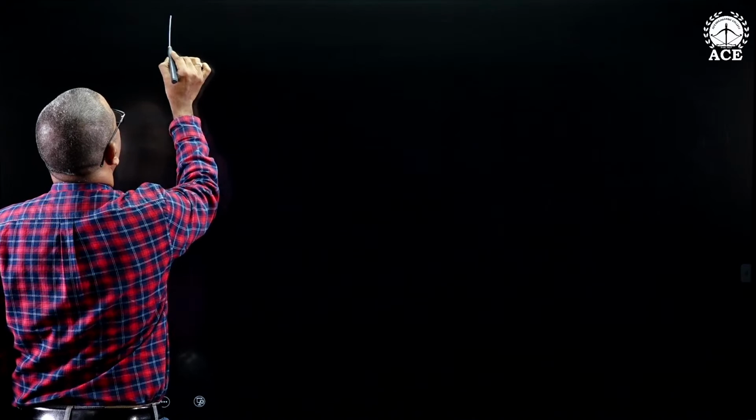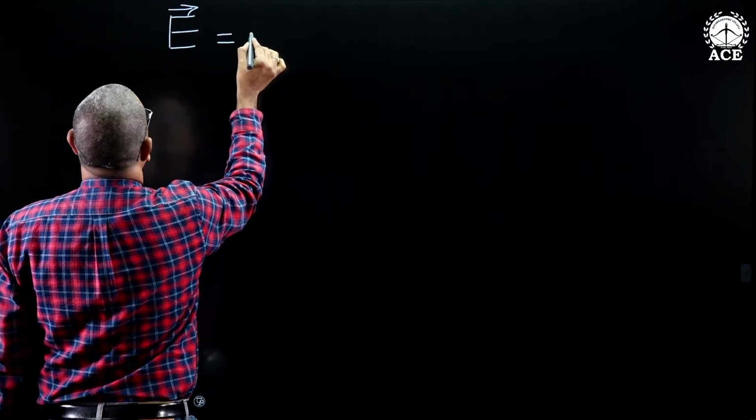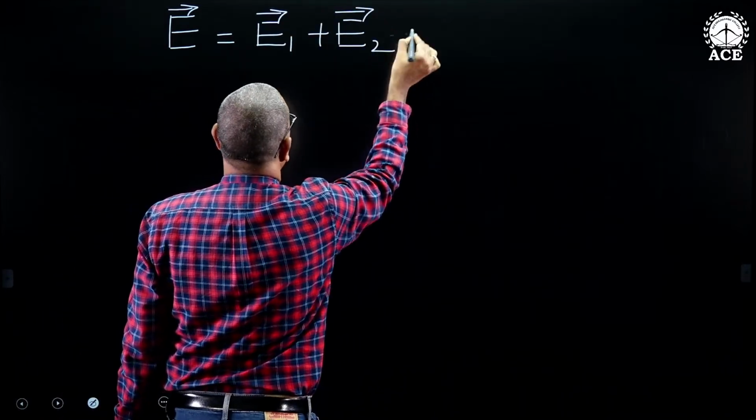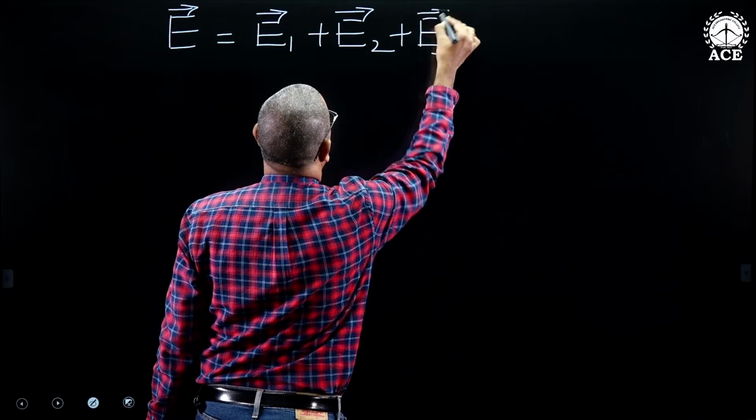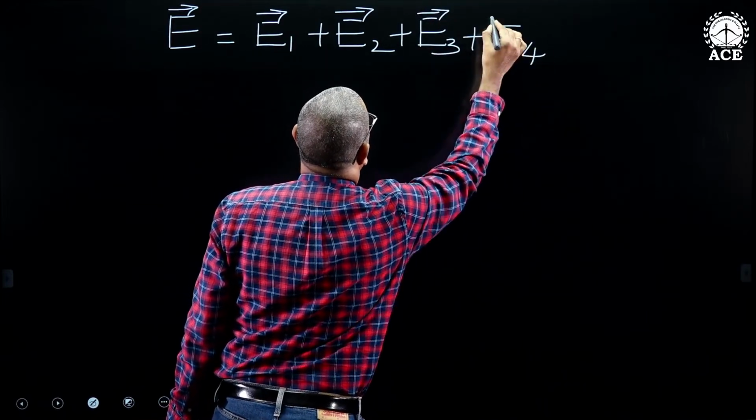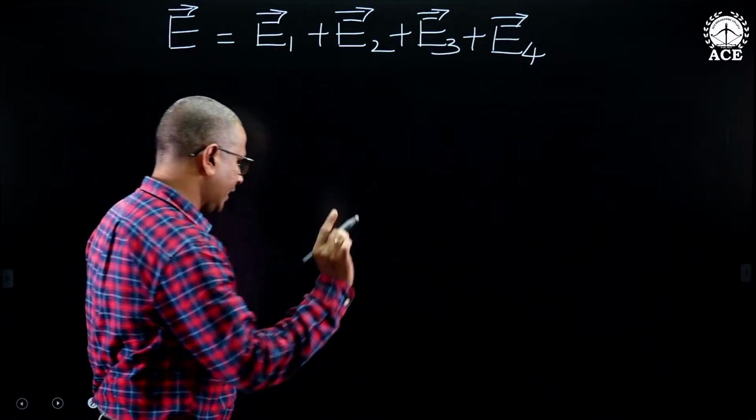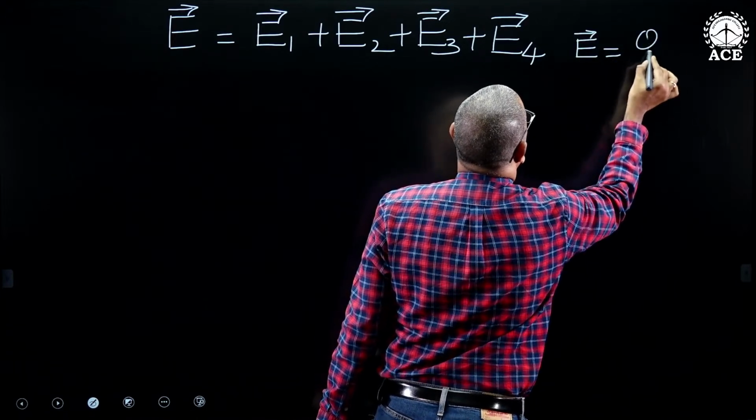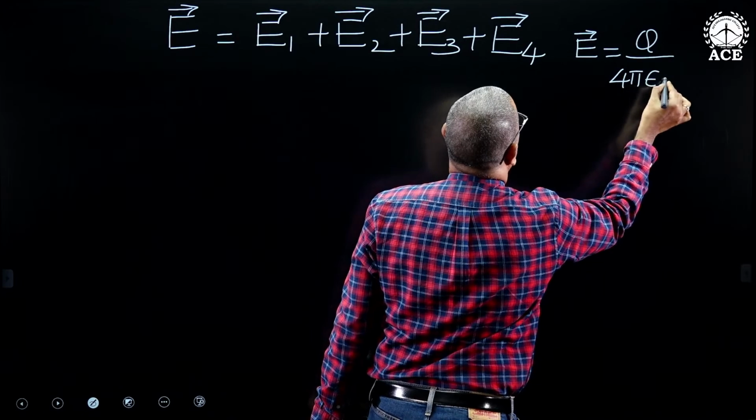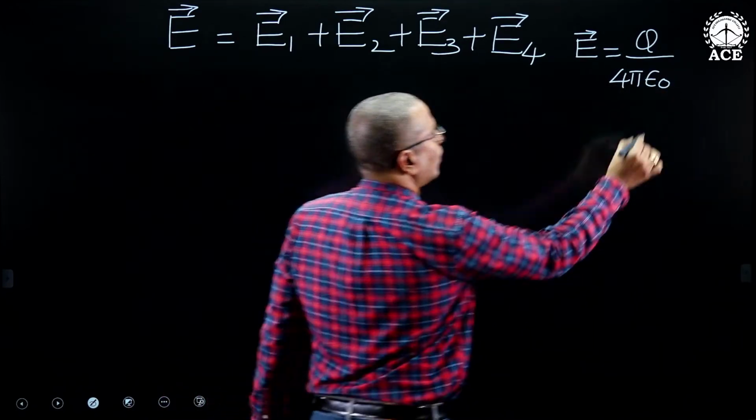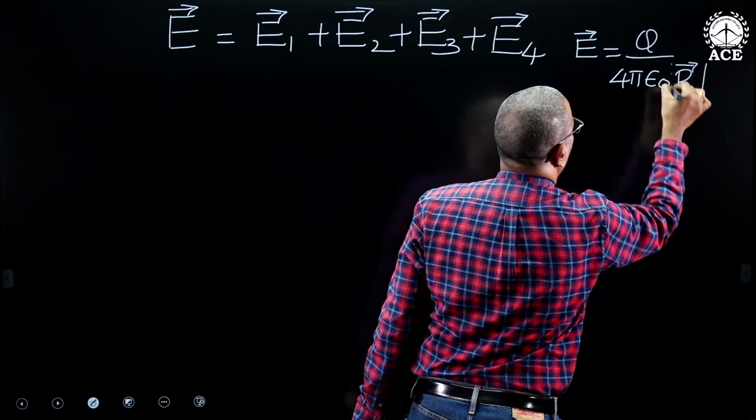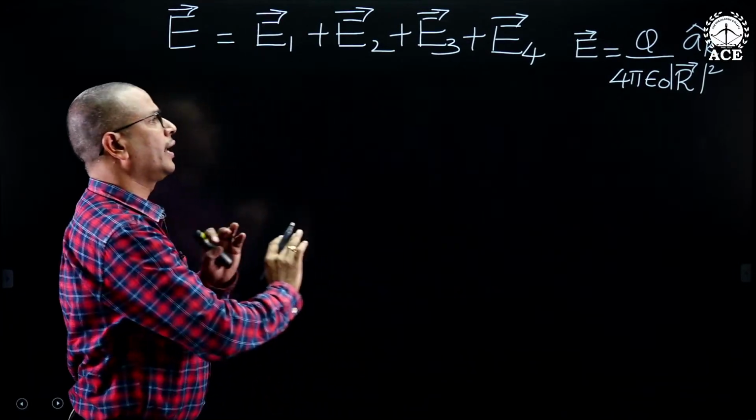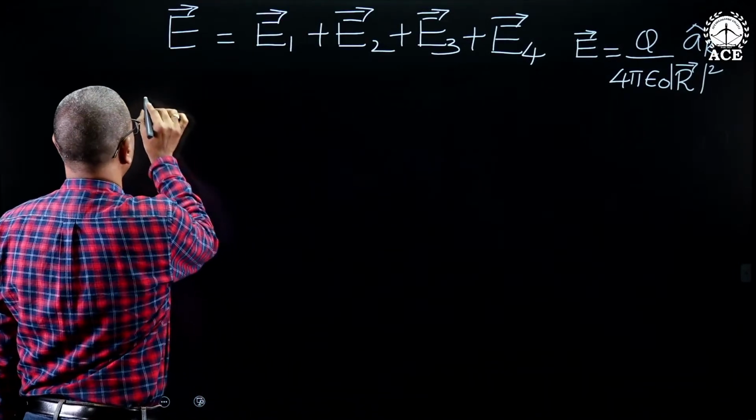Due to these four objects, E bar is equal to E1 bar. How many sources? There are four sources. Then we must take E1 bar plus E2 bar plus E3 bar plus E4 bar. Dear students, you need not write the formula. I'm just writing the formula for one charge, the basic formula: E bar is equal to Q by 4 pi epsilon naught, since the medium is free space, mod R square, and the direction of field is AR cap. You need not write the individual formula; directly you can write your equation.